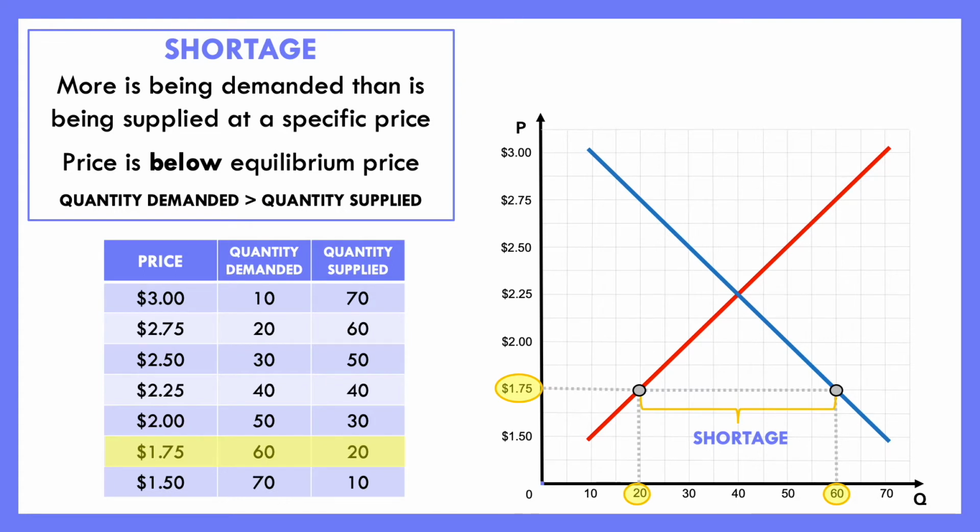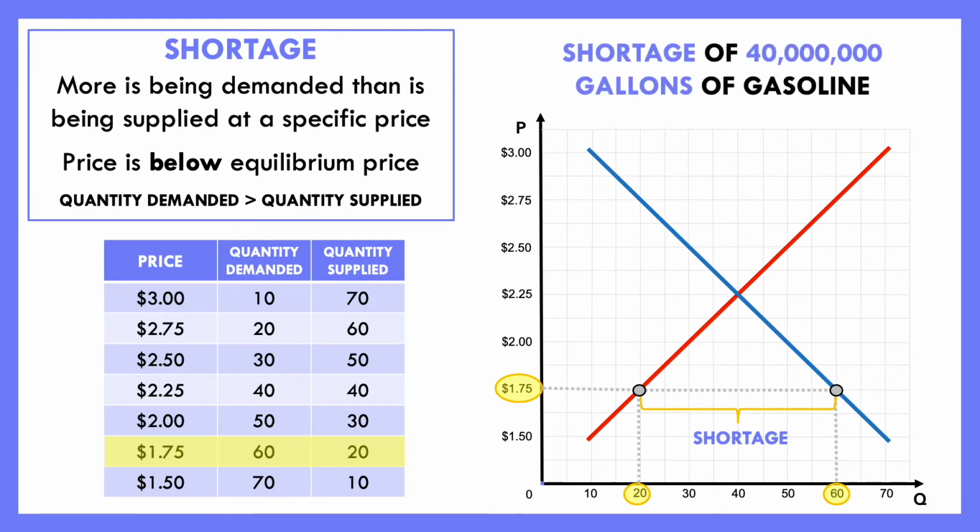So here's what I want to ask you. What is the size of our shortage? Like when we say that 60 million gallons of gas is being demanded, 20 million is being supplied, how much gas are we short by? Well, we can just do some simple math. We want 60 million gallons, but we only have 20 million available. That means we have a shortage of 40 million gallons of gas. When gas is that cheap, we just don't have enough.